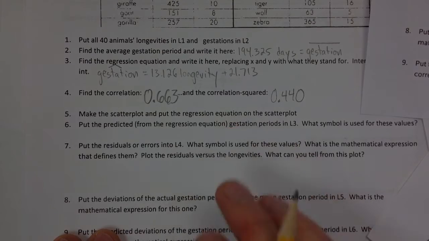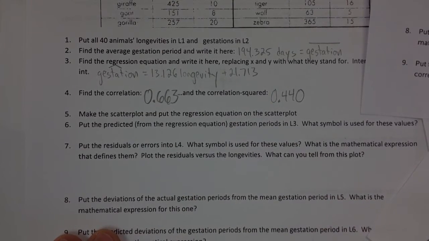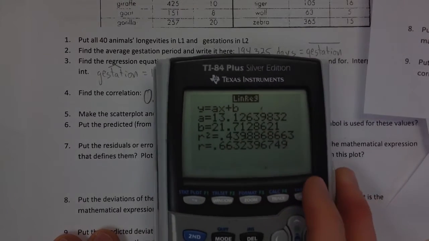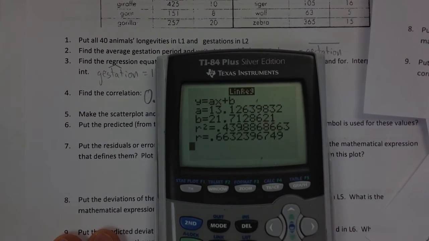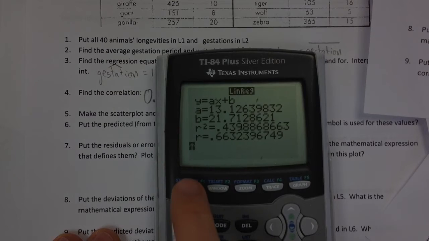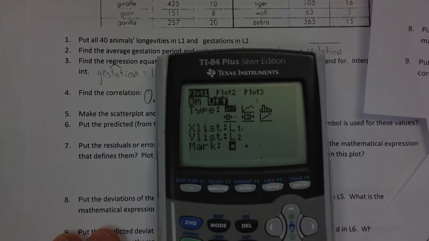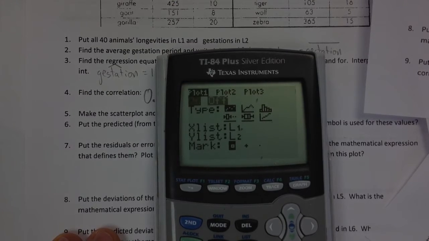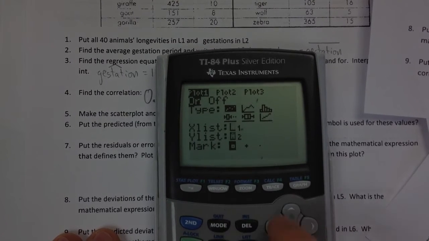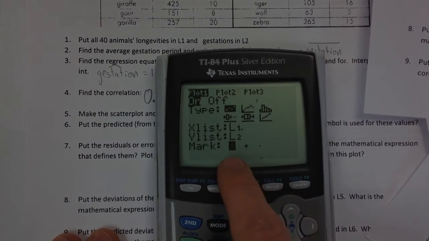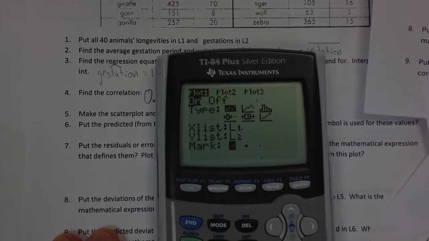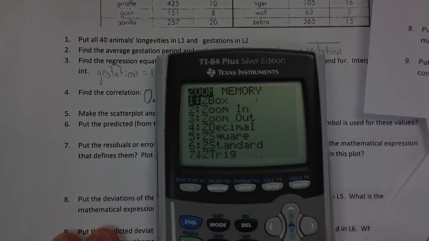Okay, by now, hopefully you know how to make a scatter plot. Maybe you don't know how to put the equation on the scatter plot, but it's not too difficult. So, second y equals, number 1. Turn it on. Just choose the first type. X list is L1, Y list is L2. Make the mark whatever you want. And then you zoom 9.